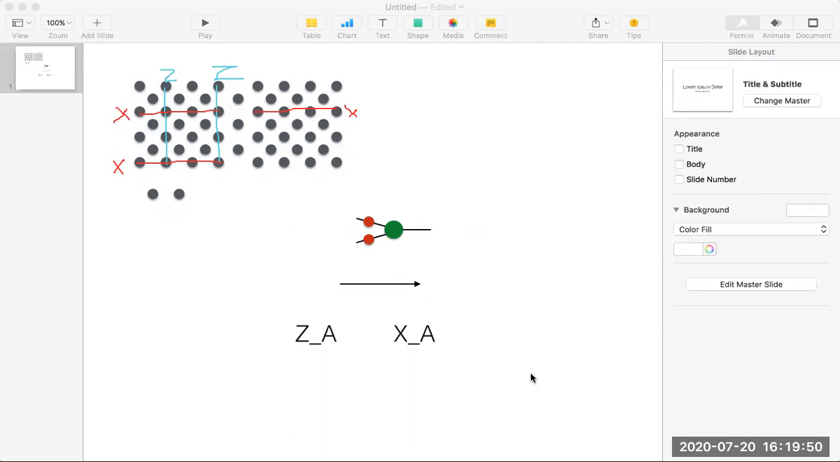One such measurement that you perform is to measure an operator consisting of Z operators on these four qubits. Actually, you would also measure the operator consisting of Z operators on these three qubits, and also on these four qubits, and also on these three qubits. So you'd perform a series of such measurements, but it's these four qubits I want to focus on here. Now, Z operators on these four qubits anti-commute with this logical X operator, and also with this logical X operator.